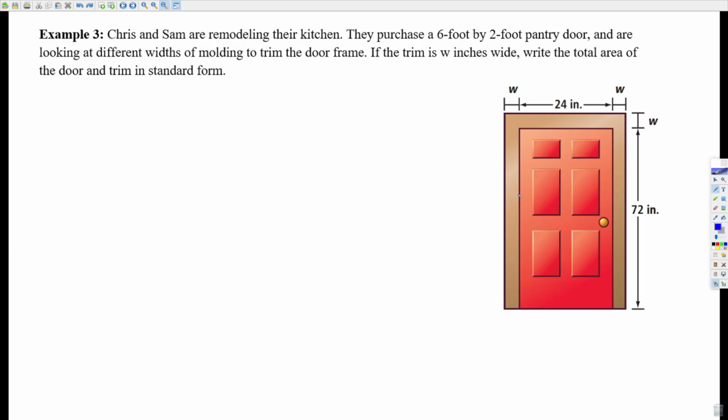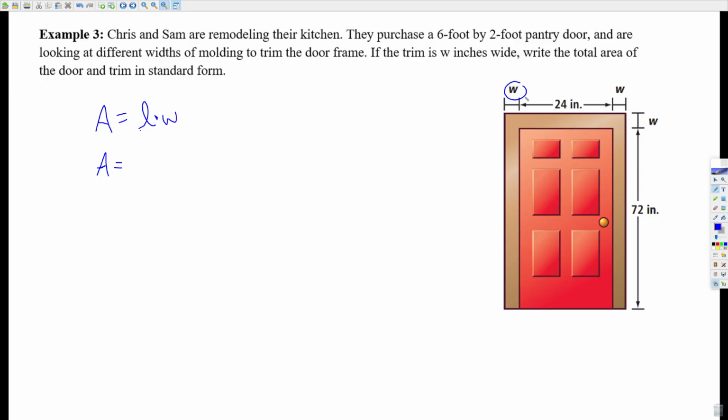But what we don't know is that there's a trim amount going around the door, and we don't know how thick that's going to be. So we just call this thickness W. So what we're going to do is try to find the area of the door plus the trim that goes around it. And if you know the area of the whole shape, with the door and the trim, it just makes a rectangle. So if you know the area of a rectangle, it's simply length times width. So we're going to write an expression out like this, using this formula of the actual length times the width.